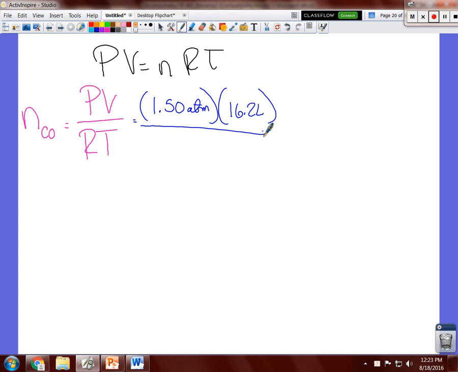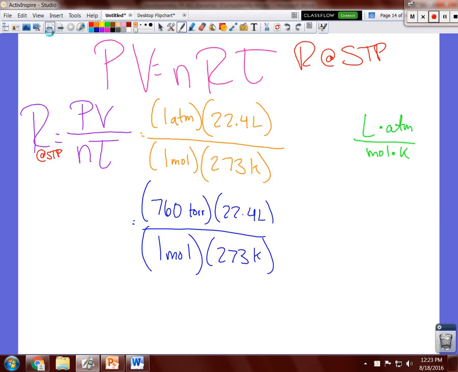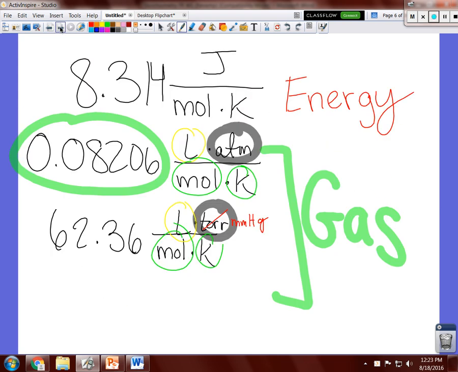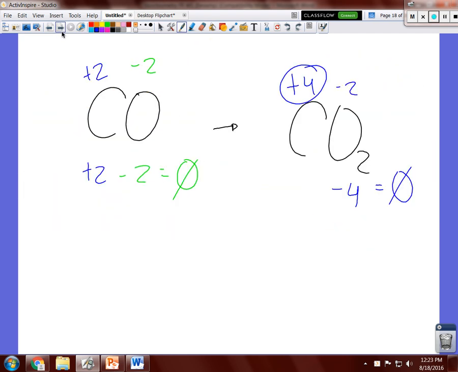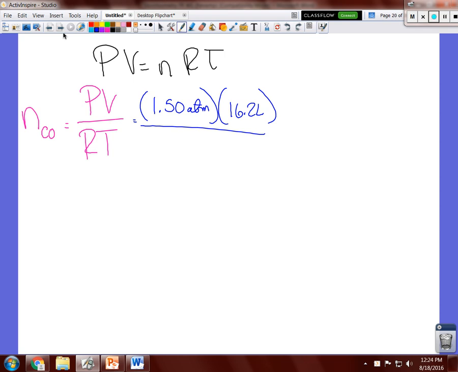Now, here's an important question. What was the major differing factor in our R's from earlier? Torr. One was atmosphere, one was torr. Which one are we going to use this time? We're going to use atmospheres. That's the one you're going to most commonly use. So it's 0.0821. Okay? And again, if you do not have this number memorized, is it a big deal? No, you just use the cheat sheet. 0.0821, liter atm over mole K.